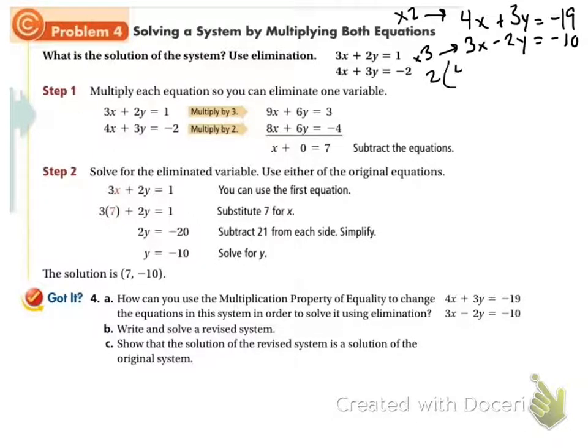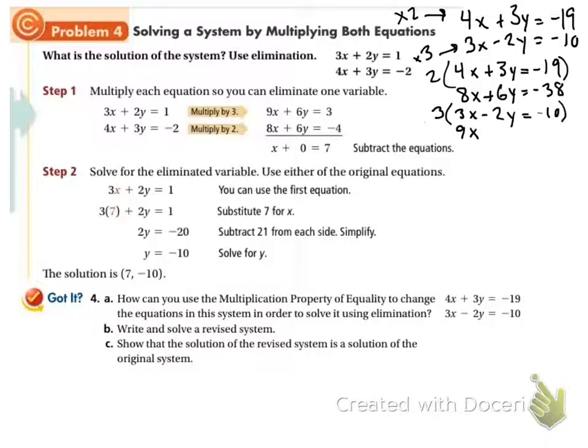So 2 times 4x plus 3y equals negative 19. So I need to multiply everything by 2. 2 times 4x is 8x, plus 2 times 3y is 6y, equals 2 times negative 19 is negative 38. Then I need to do my other equation. So I need to multiply the second one by 3. 3x minus 2y equals negative 10. So 3 times 3x, that's 9x. 3 times negative 2y, that's negative 6y. 3 times negative 10, that's negative 30.